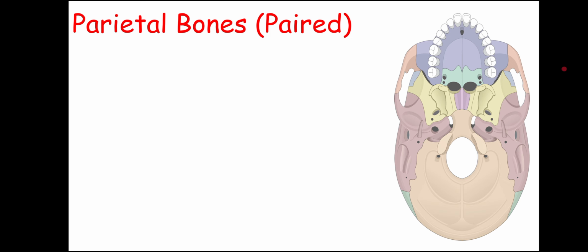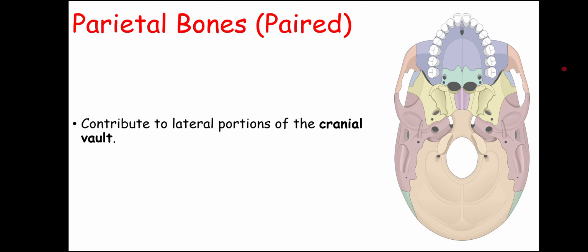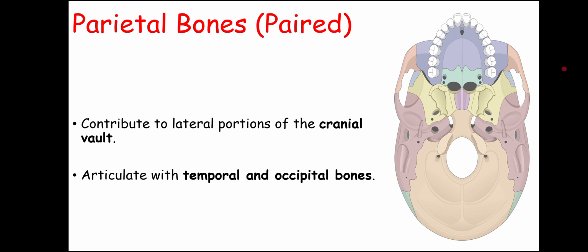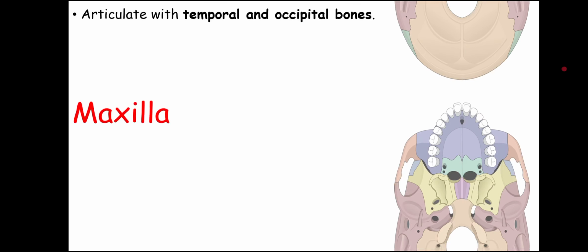The next bone we have is parietal bone that contributes to the lateral portion of the cranial vault. It articulates with the temporal and occipital bone.